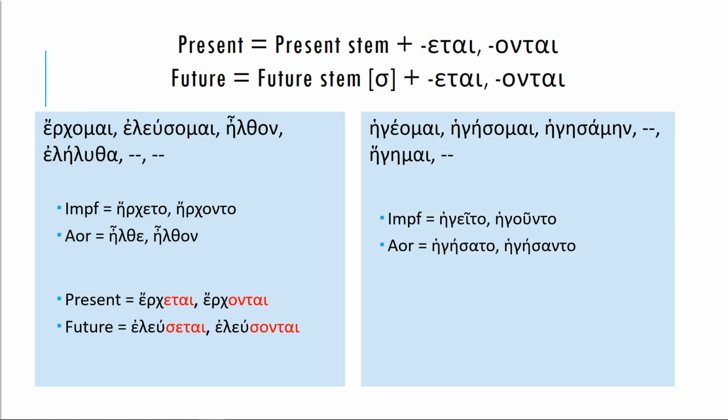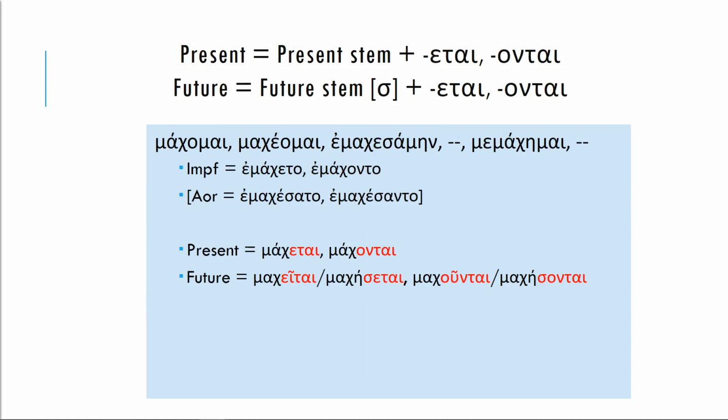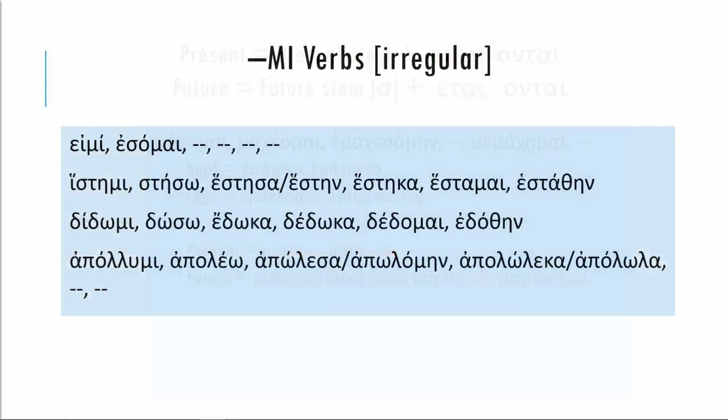Hegeomai, the same thing. So you get hegetai, hegontai, so they're contracted. And you see that with the circumflex. And the future has the sigma and the primary endings. Finally, machomai is the last of these, looks just like the others. The difference here is that the future adds an epsilon to the stem, and so it contracts as well, instead of having a sigma. Mi verbs are irregular.